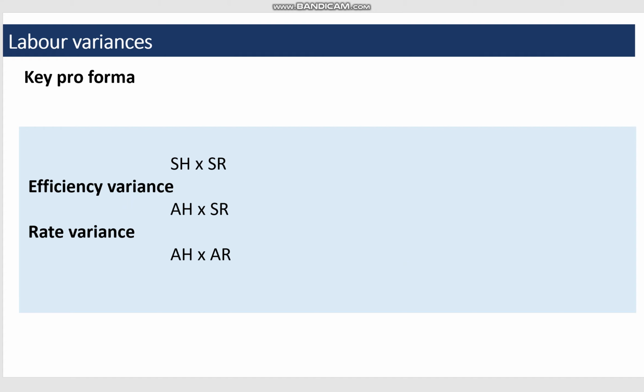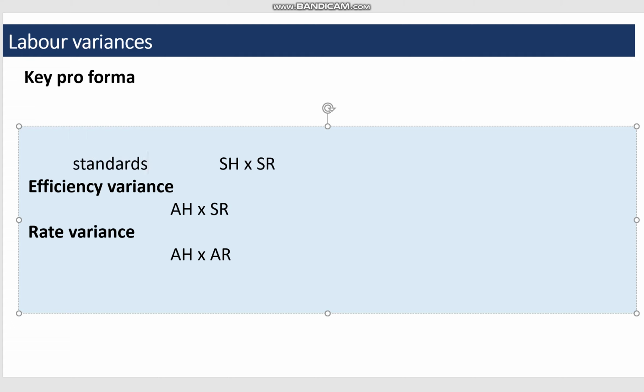The standard pro forma is divided into three lines, which are very easy. Always remember, first of all, we have the standards: standard hours into standard rate. And at the end, what we get is the actuals, actual costs or actual rate. So standards are standard hours into standard rate, and actual results will be actual hours into actual rate.